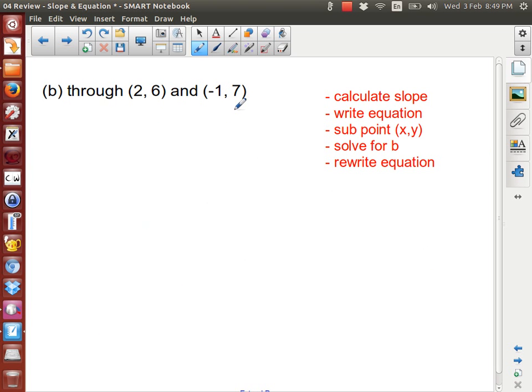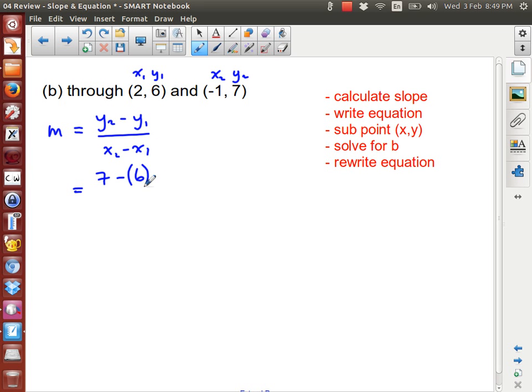Okay, just another example here. I'm going to go through this one a little bit more quickly. The slope is equal to y2 minus y1 over x2 minus x1. This is going to be my x1, this is going to be my y1, this is going to be my x2, this is going to be my y2. So that is equal to y2 is 7 minus y1 is 6. Again, I could put brackets there.